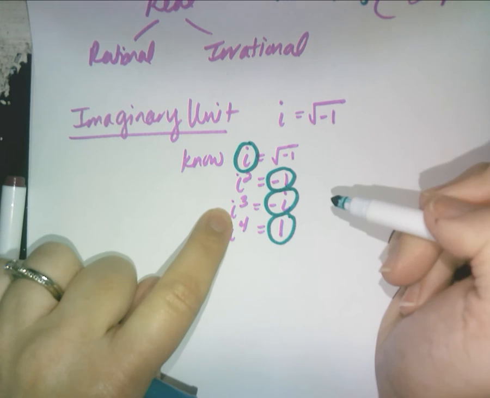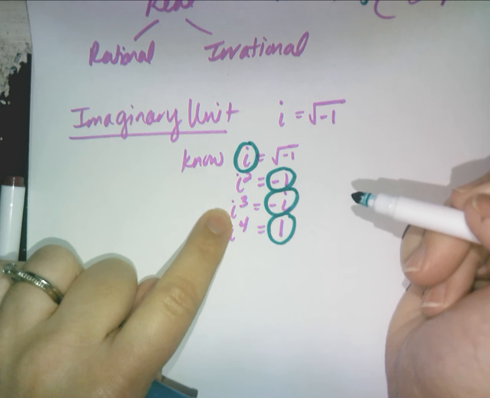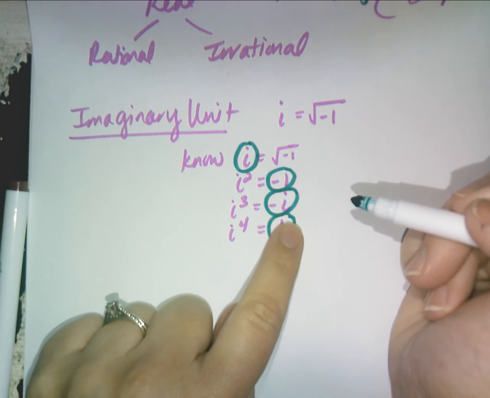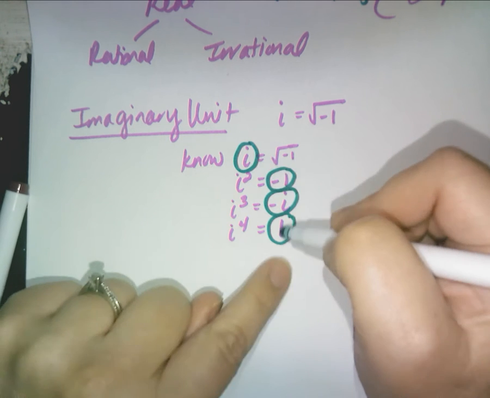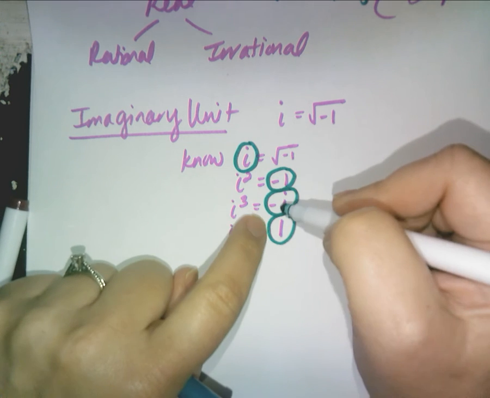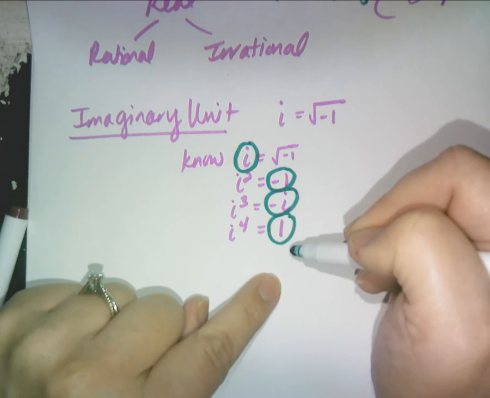These are the ones that you give as answers. You never give me i cubed. That's not an answer. -i is the answer. Don't give me the square root of -1. No, give me i. Okay? So these 4 right here are the ones: i, -1, -i, 1. Those are the answers I want.